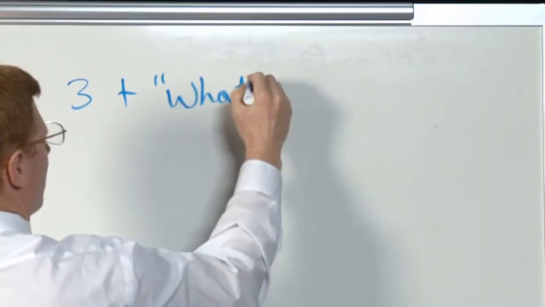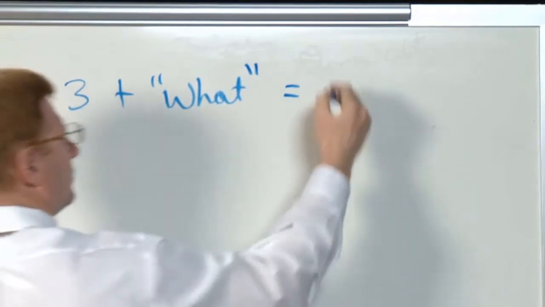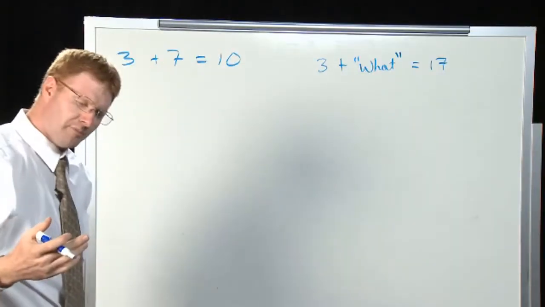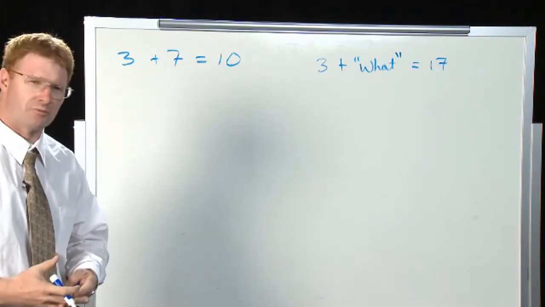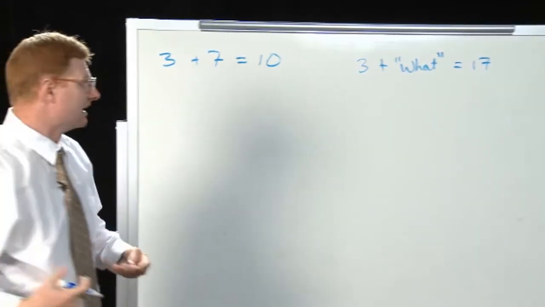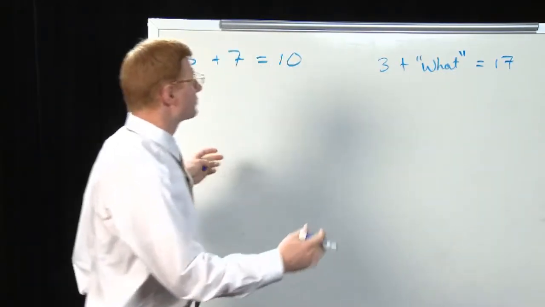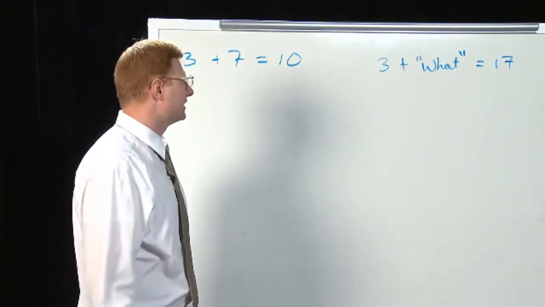3 plus what equals 17? And we start to run into, okay, whoa, I'm not taking the 3 and the 17 and putting them together anymore. I'm saying, let's go backwards. Here's something that I started with that I don't know what it is, but 3 plus what equals 17?